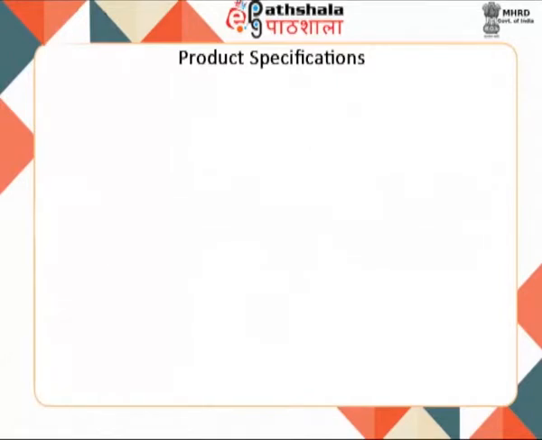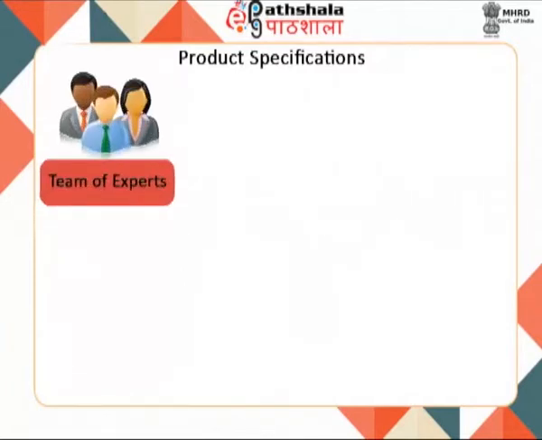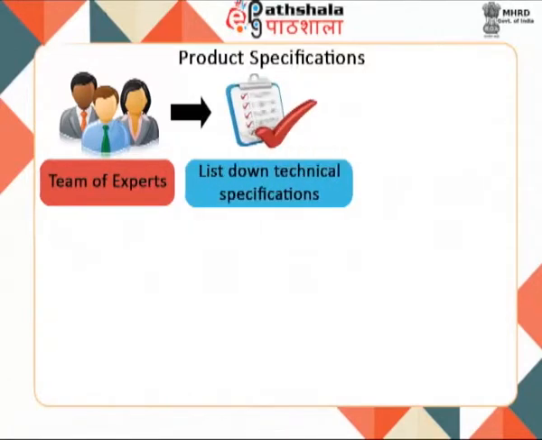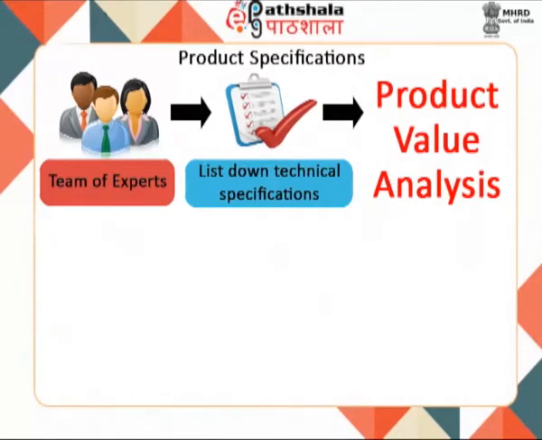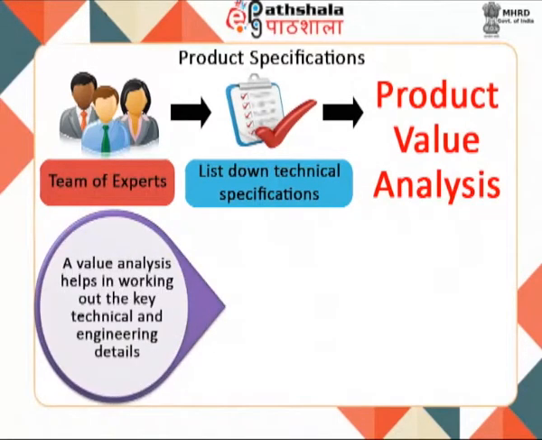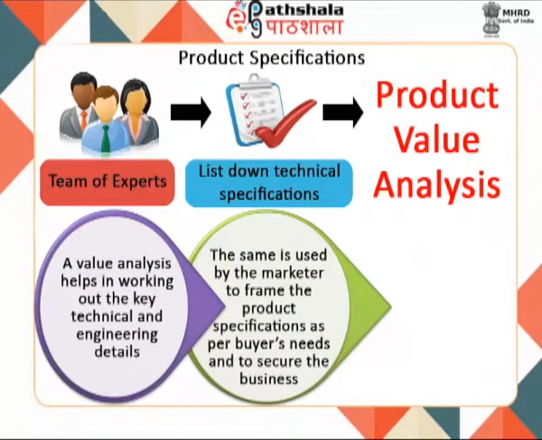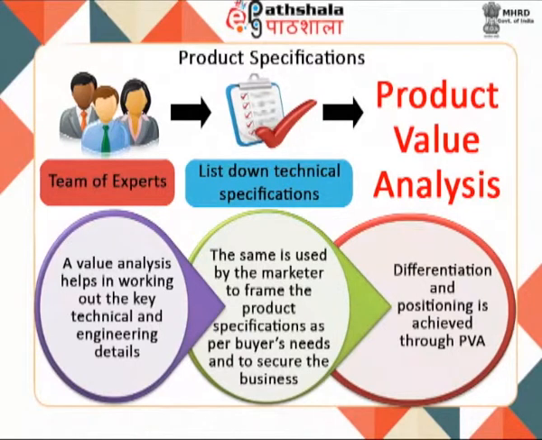Thereafter, the next stage is product specifications. For complex, engineered, and non routine items, a team of experts may take up the task of listing down technical specifications and doing a product value analysis, often called PVA. A value analysis helps in working out the key technical and engineering details, and the same is used by the marketer to frame the product specifications as per buyer's needs and to secure the business. Thus, differentiation and positioning is achieved through PVA.